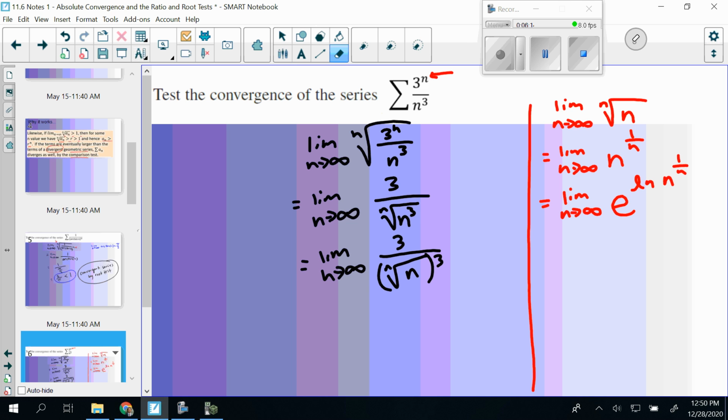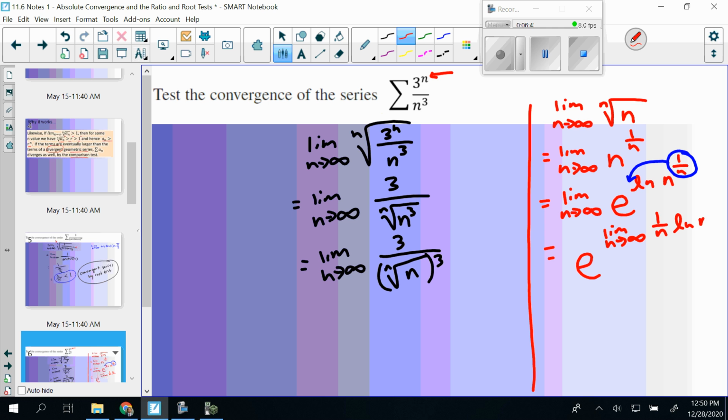The reason I did this is that now that we have a natural log here, I can take advantage of natural log properties and move this down. Since e is just a function of our limit, it doesn't really play a role, so I'm going to write our limit up here. As n goes to infinity of 1 over n natural log of n. Another way I could write that would be the limit as n goes to infinity of natural log of n over n. So what's that limit going to equal?